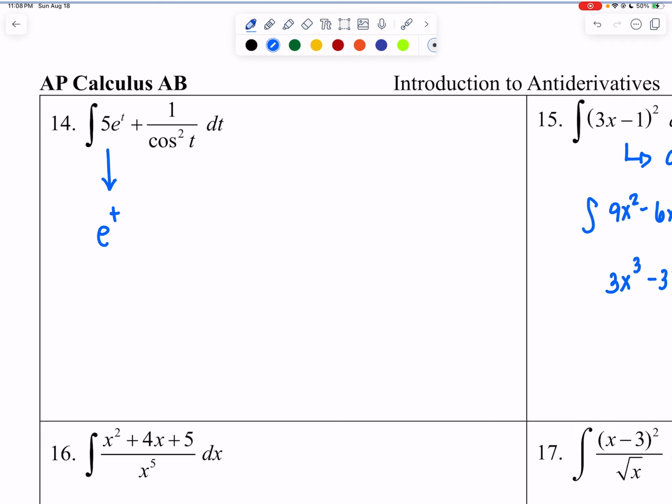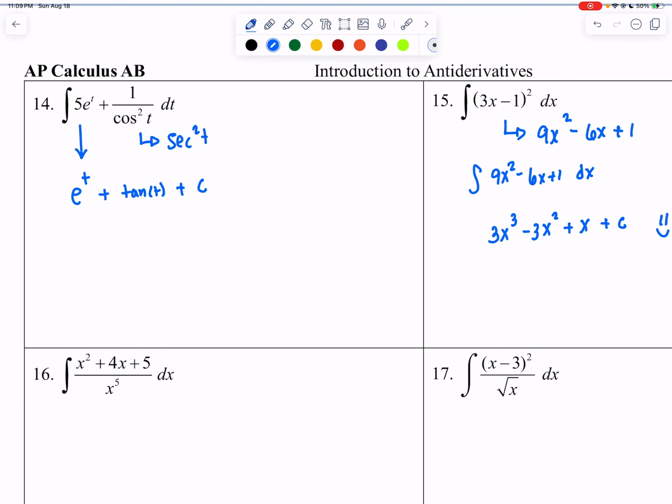Now, once again, I don't know what the antiderivative of 1 over cosine square of t is. So what we're going to have to do is, once again, think about what that kind of looks like in terms of what we know. We know that 1 over cosine square of t is going to be the same thing as secant square of t. And we know that the antiderivative of secant square of t is tangent of t plus c.